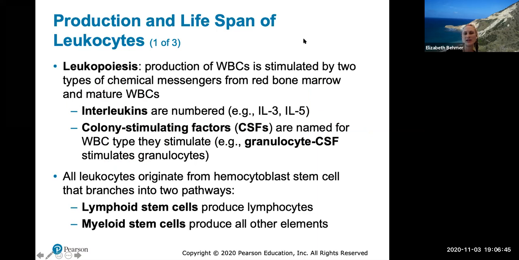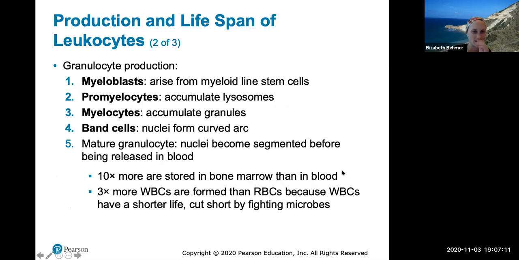Leukopoiesis is the production of white blood cells. So erythropoiesis was the production of red blood cells. Leukopoiesis is the production of white blood cells. It's stimulated by 2 different types of chemical messengers, which are shown here, interleukins and colony stimulating factors. This really gets into more of the immune or lymphatic system, so I won't go into this too much here. But leukopoiesis just means the production of white blood cells.